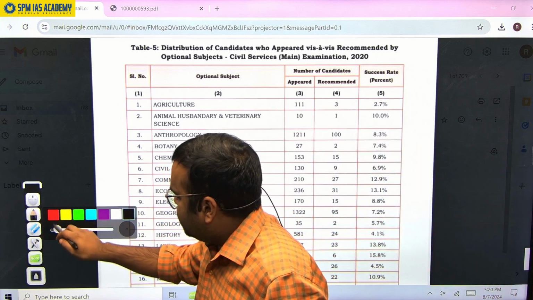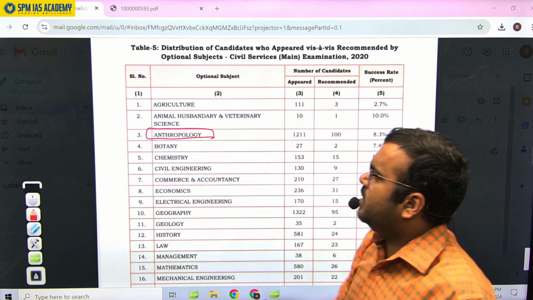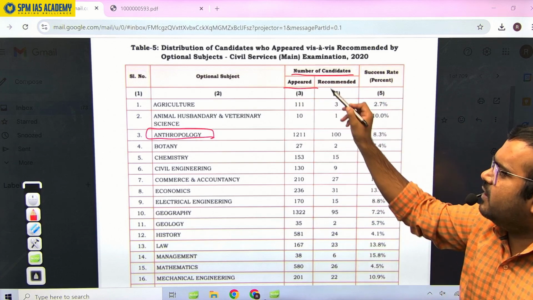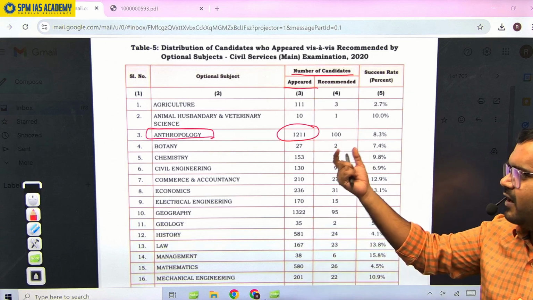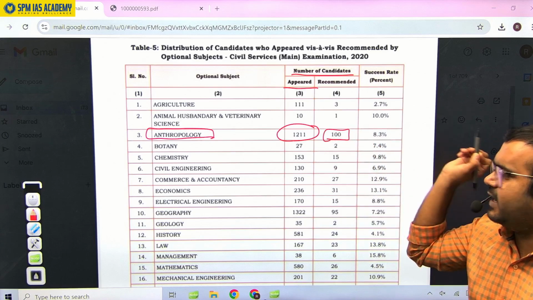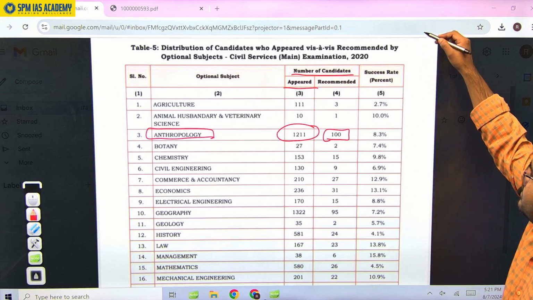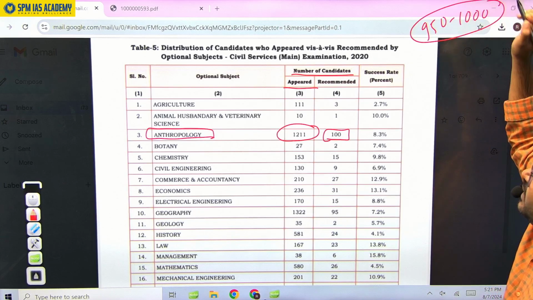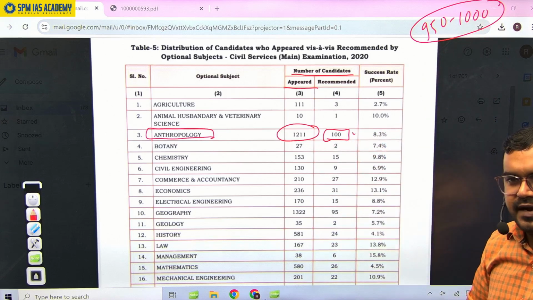First we will try and look at anthropology, right? The number of students who have appeared in case of anthropology for the mains examination is around 1211, and the overall selected students are 100. Let's say around 950 or 1000 students are finally selected, in which you have 100 students coming just from anthropology, right?